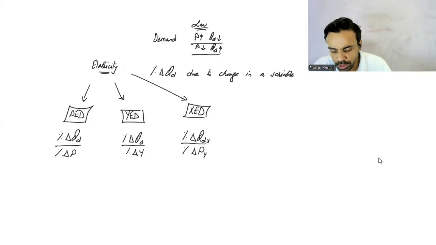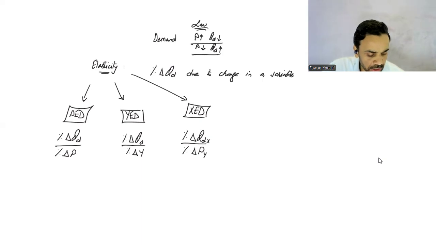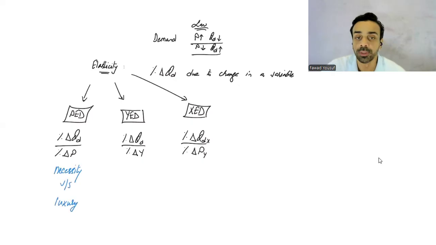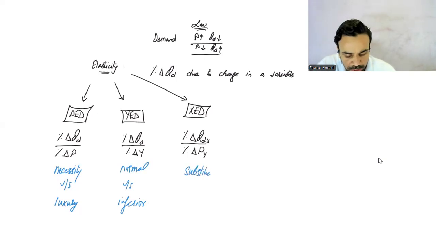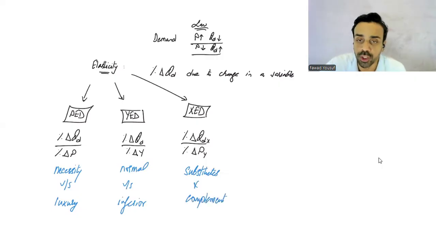So, in short, PED is more about necessity versus luxury. ये मैं बहुत जनरल बता रहा हूँ, but there is more to it, obviously. But if you want to like बिल्कुल sort of like एक broad categories में बात करनी है, income elasticity talks about normal versus inferior goods. We've talked about this before also. And cross elasticity purely talks about substitutes and complements. And we've spoken about them also.